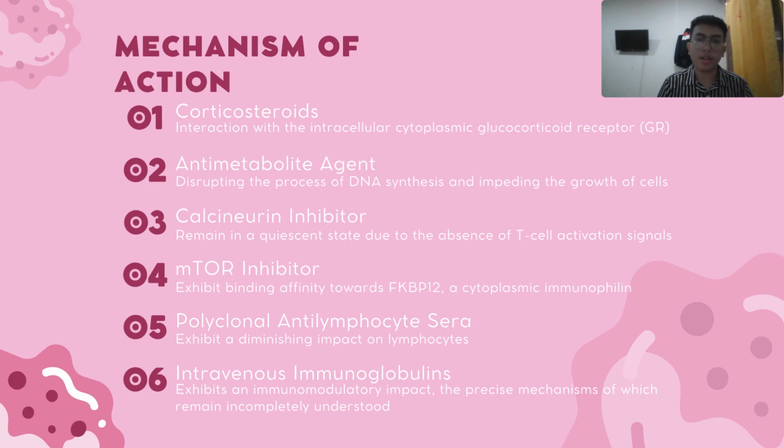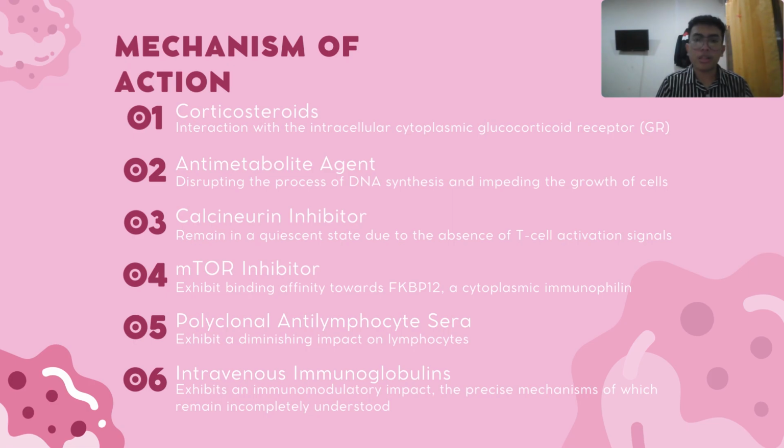the growth of cells. The third one is calcineurin inhibitors, with the mechanism of action being that T cells remain in a quiescent state due to the absence of T cell activation signal. The fourth one is mTOR inhibitors, with the mechanism of action being binding affinity towards FKBP12, a cytoplasmic immunophilin.